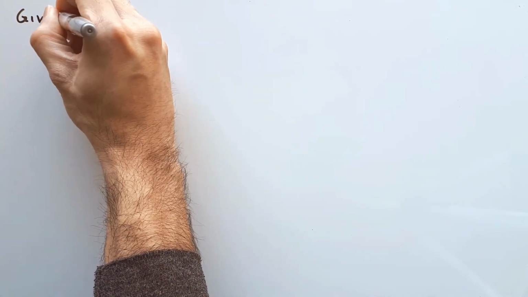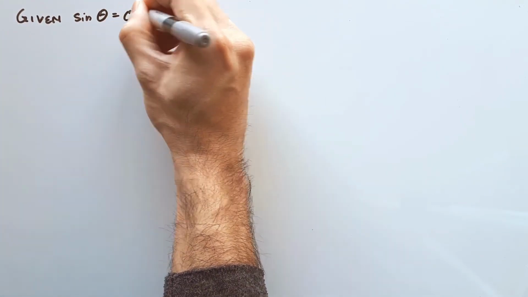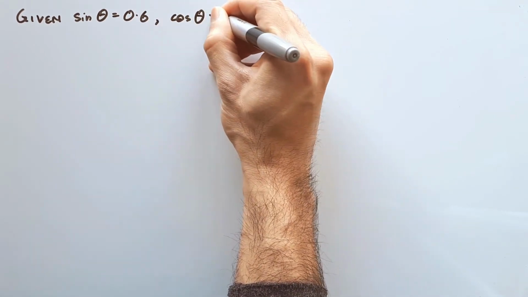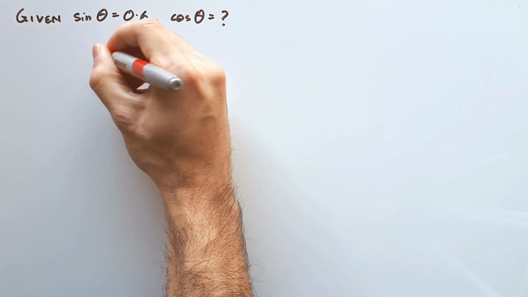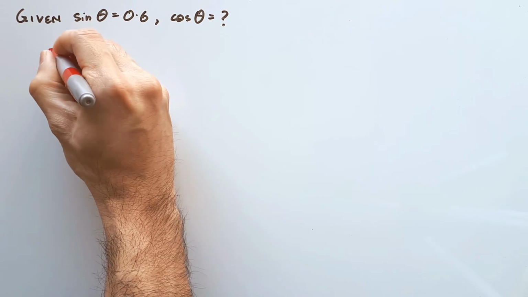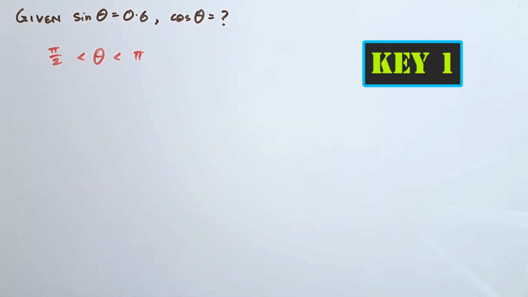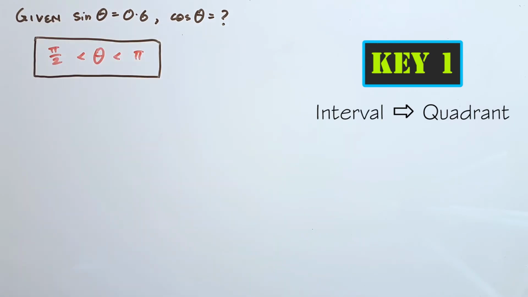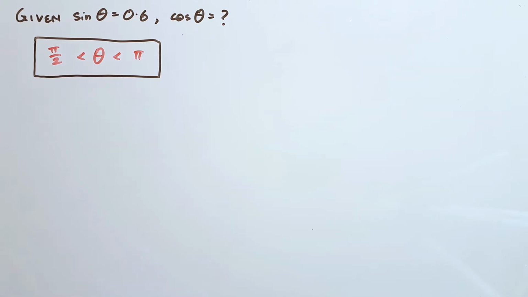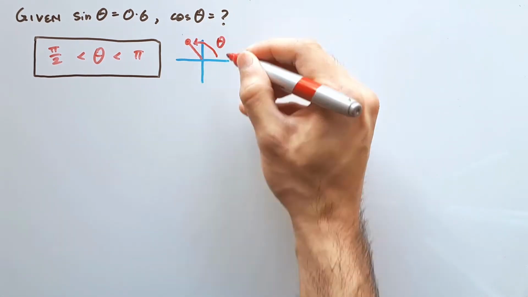Good day guys, this is the Math Base, and in this question we are given sine theta as 0.6 and we're asked to find cos theta. Now let's say theta is between pi on 2 and pi. Key number 1. Use the interval to find theta's quadrant first. Our answer might be negative, so we will need this information later. For now, just note theta is in the second quadrant.